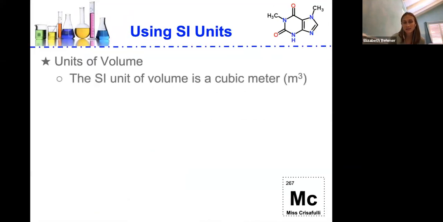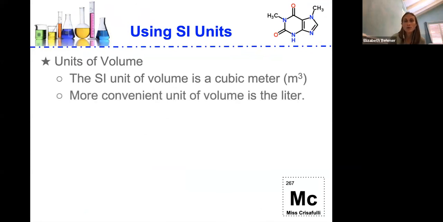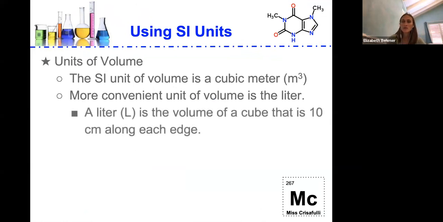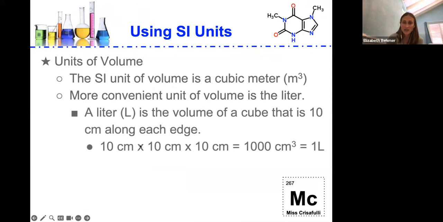The SI unit of volume is the cubic meter, meters cubed, but the more convenient unit of volume is actually the liter. Even though we measure volume by length times width times height to get a cubed unit, it's more convenient to measure volume using the liter. A liter is the volume of a cube that is 10 centimeters along each edge. So if we take a cube that is 10 centimeters along the height, the width, and the length, we get 1,000 centimeters cubed, and that is equal to 1 liter.